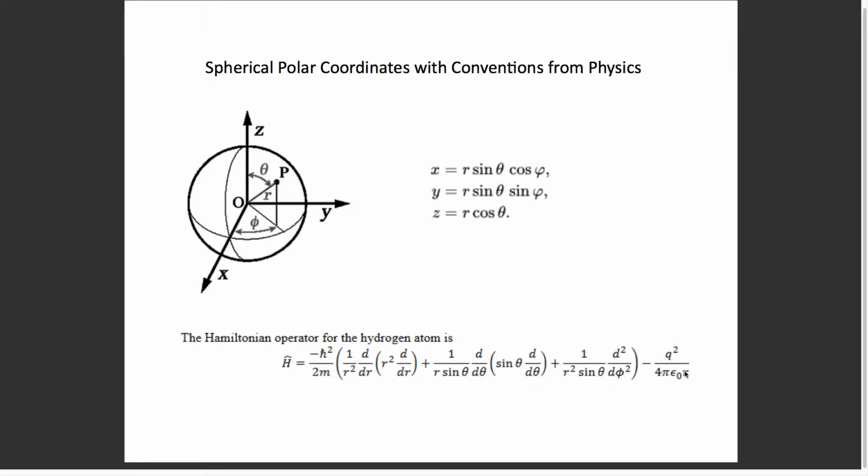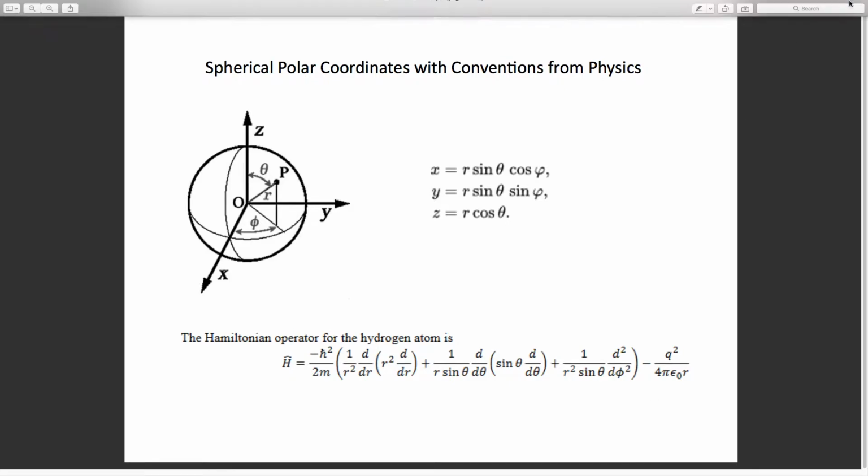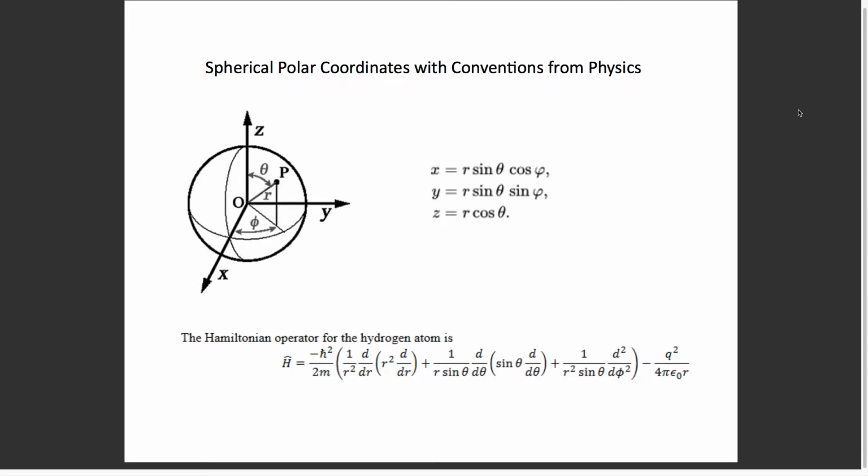And here's the Hamiltonian operator. It's a complex differential equation, partial differential equation in r and theta and phi. This is the kinetic portion, and then there's a potential energy portion here, which is simply equal to q squared, where q is the charge on the nucleus, times 4 pi epsilon 0 times r. So the Hamiltonian operator is quite complicated. The differential equation is very complicated. We don't need to know, fortunately, how to solve that differential equation.